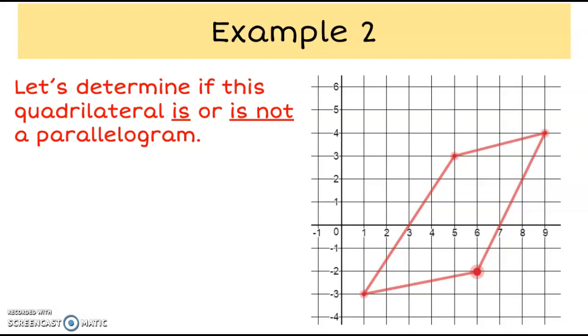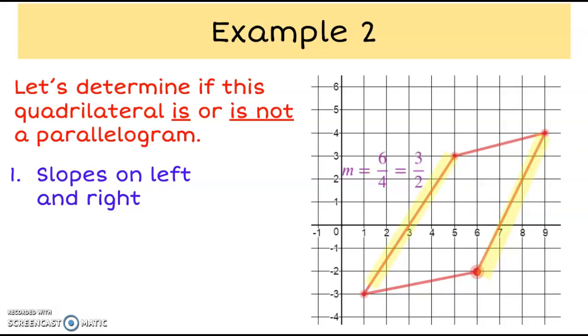Let's look at another example. Let's determine if this quadrilateral is or is not a parallelogram. Following the same steps, we will start on the left and right. We would find our left slope is up 6 over 4, or 3 over 2. On the right, we find our slope is up 6 over 3, or 2 over 1. The left and the right are not the same.